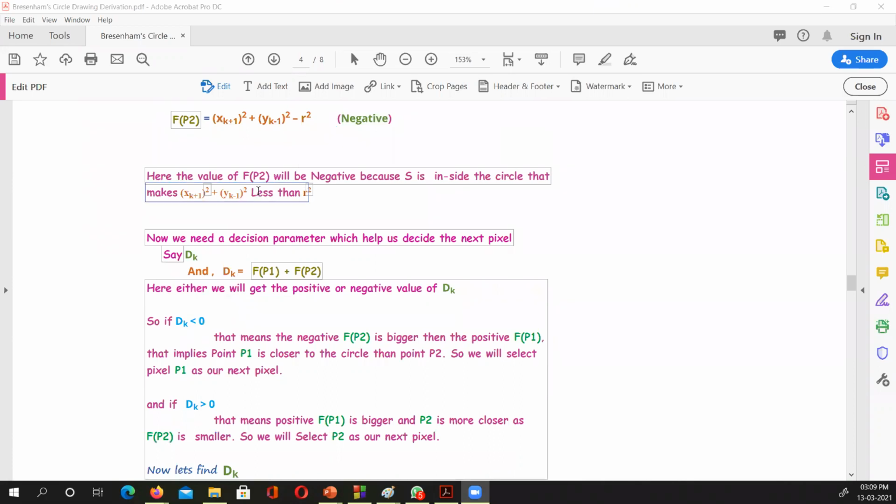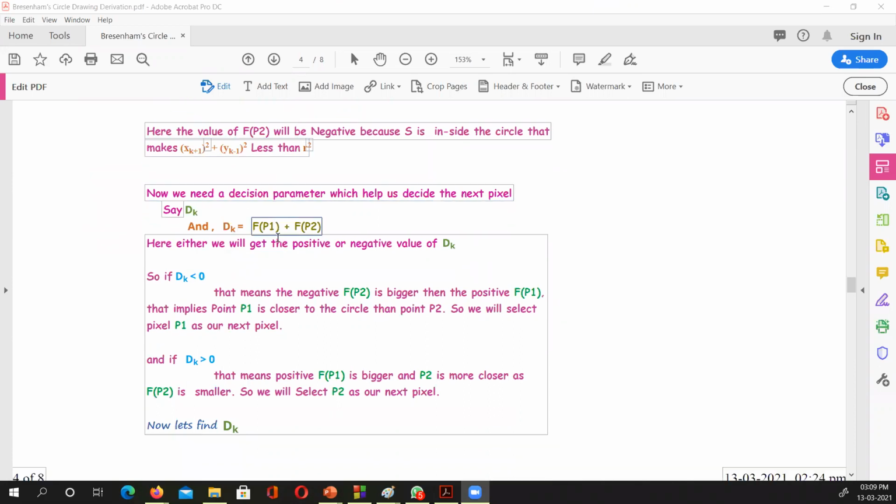And we understand this is negative and this will be positive. Now we want to find the decision variable. The decision variable dk is going to be the function of P1 plus the function of P2. We add these two and see whether the decision variable comes to be greater than 0 or less than 0. If it comes less than 0, then I will choose this. That means the negative F2 is bigger. If dk is less than 0, then who is greater? And depending upon that, this is quite obvious now.